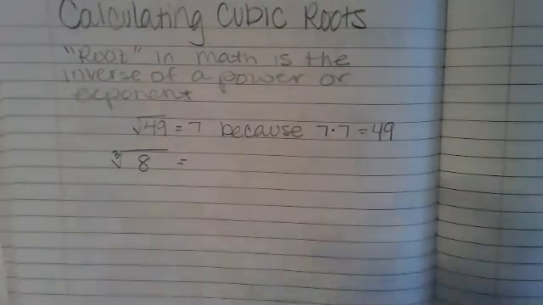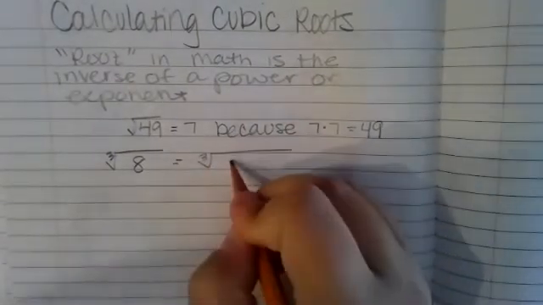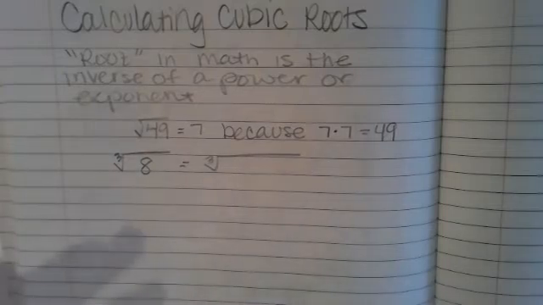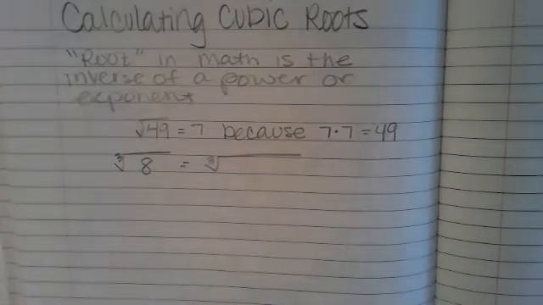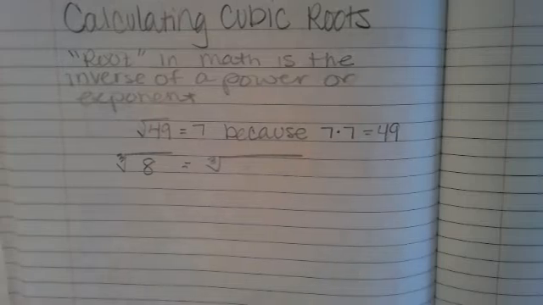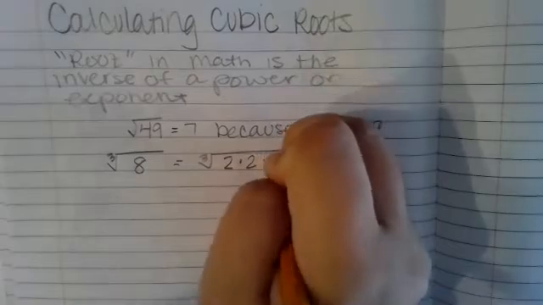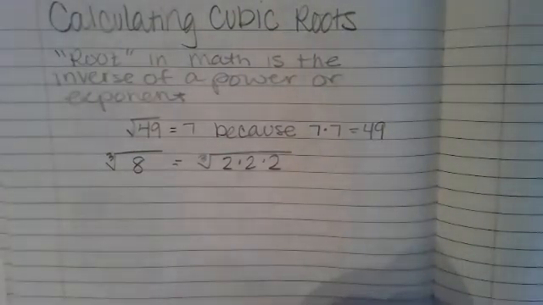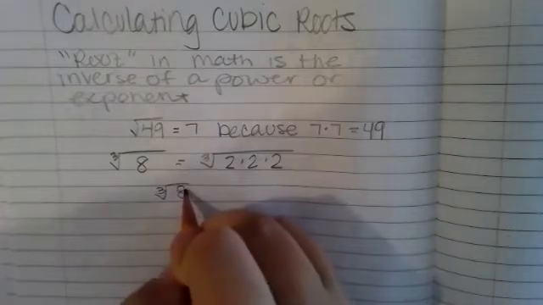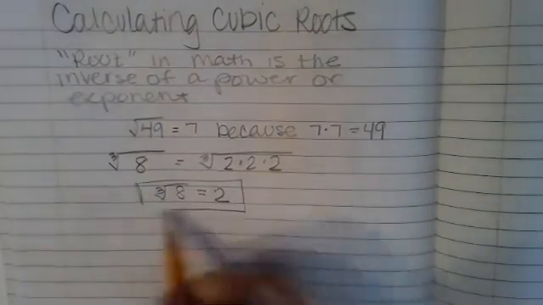So one of the things you could do is, if I was to write it out like this, the cubic root of 8, I'm going to try to write 8 as a product of primes. So that means prime numbers that multiply together to create 8, which I happen to know is 2 times 2 times 2. So then the cubed root of 8 is equal to 2. This is what your answer would be.